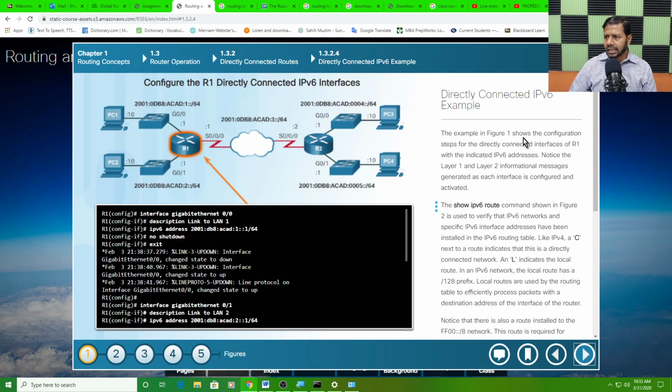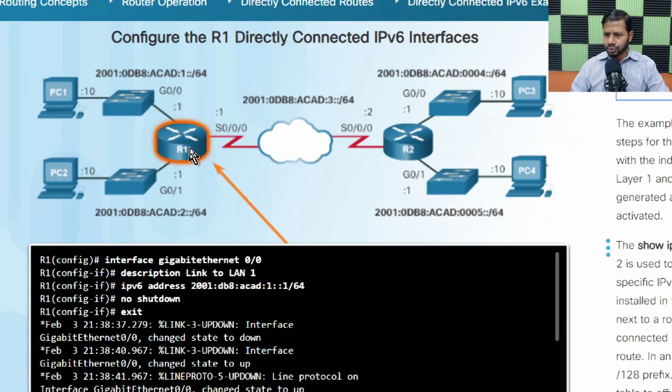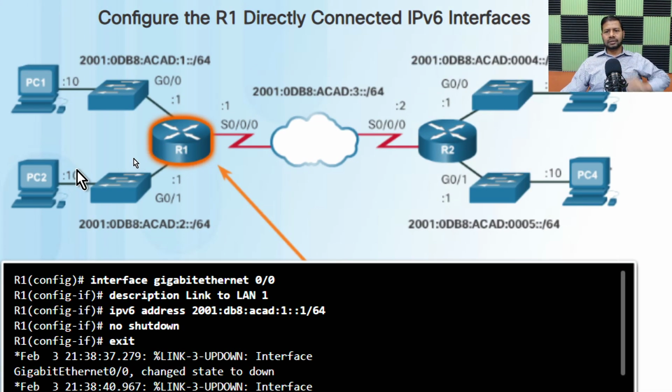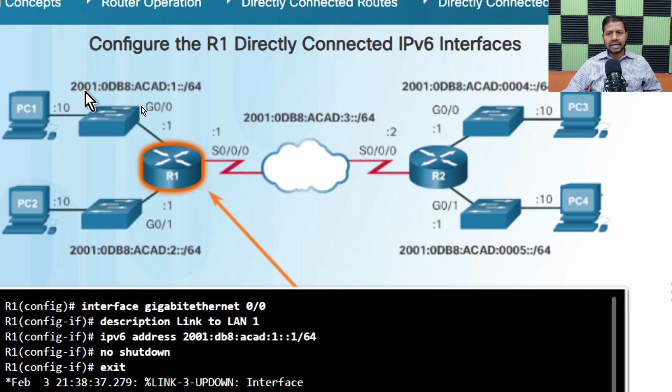Same concept. Now the same thing, directly connected, but IPv6. This time I'm using an IPv6 address as opposed to an IPv4 address. What I have right here is the network 2001:0db8:acad:1, and then at the end, all this double colon means what? All zeros. So that's a network address, not one single IP. It's the whole network: a 64-bit network ID and a 64-bit host ID.